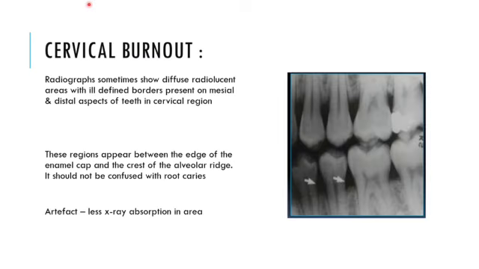Next is cervical burnout. So what is cervical burnout? Radiographs sometimes show diffuse radiolucent areas with ill-defined borders present on the mesial and the distal aspect of the teeth. So like in here and here, and in the mandible on the premolar, the distal aspect. So distal aspect of the premolar.